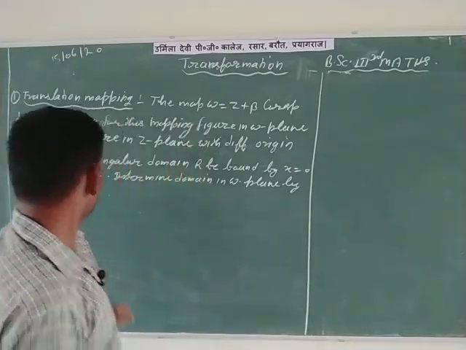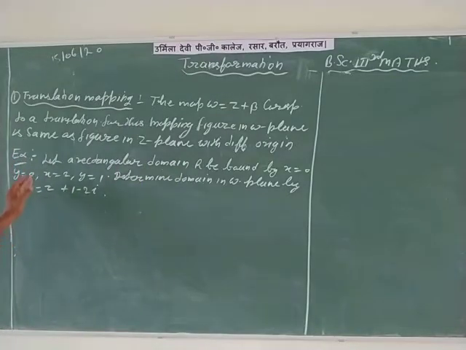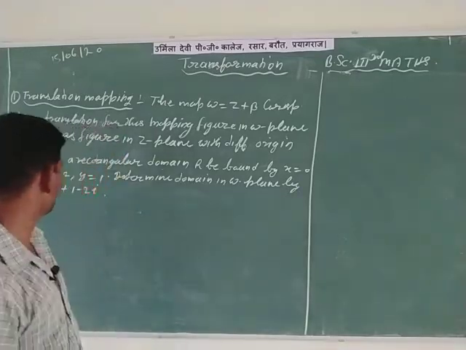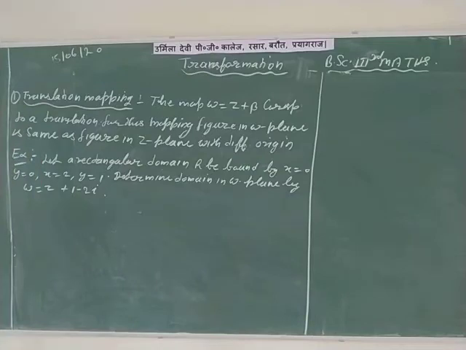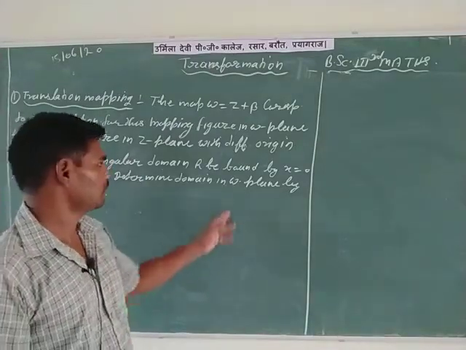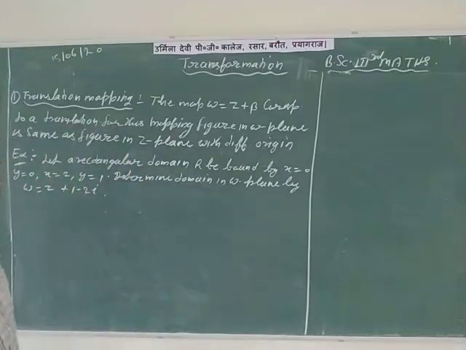For this, let us take an example. Let a rectangle domain R be bounded by x is equal to 0, y is equal to 0, x is equal to 2, y is equal to 1. This is the bounded area in the Z plane. So determine the corresponding domain area in the W plane according to the given mapping, W is equal to Z plus 1 minus 2i. This mapping is a translation mapping. So for this, we write the solution.